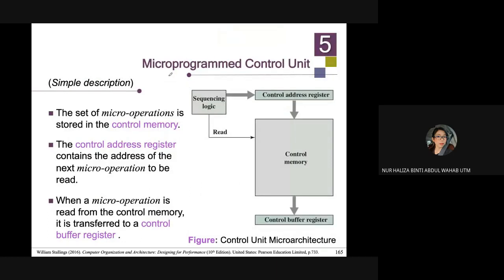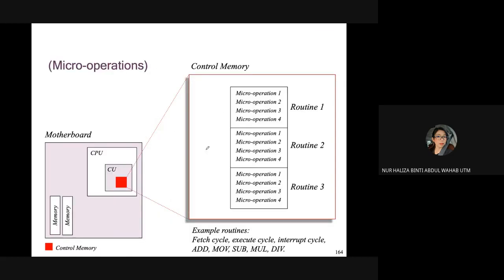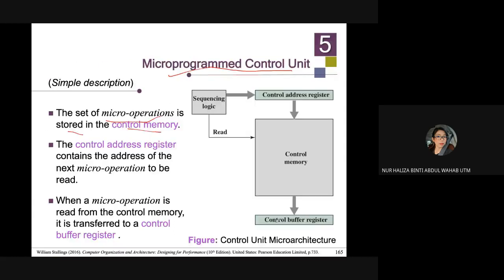Now you can see over here you have a microprogram control unit. The set of micro operations is stored in your control memory. So this is the control memory you see in this picture. But outside, you have a connection. You're going to connect your control memory with the sequential logic, control address, and also control buffer.